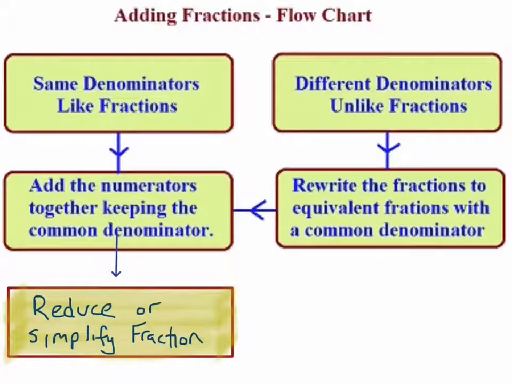Alright? If they're different denominators, this is the path you're going to follow. We rewrite the fractions as equivalent fractions with a common denominator, add the numerators together, keeping the common denominator, then reduce. So we either have 3 steps, 1, 2, 3, or 1, 2, this would be 3 now, and this would be 4. So those are my steps.